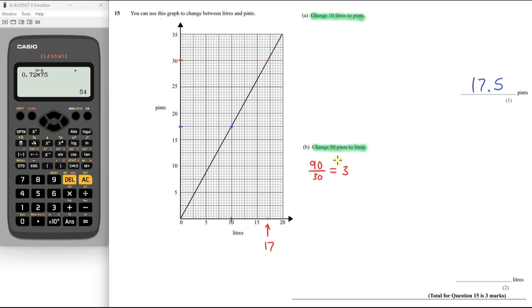So that's for 30, but we want 90, so I'm just going to do 17 multiplied by 3, and let's just put that into the calculator. 17 times 3, and we get 51. So 51 is our answer, and that is going to be in litres. Again, we don't need to write litres because it's given to us here.